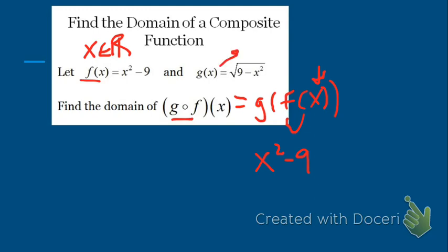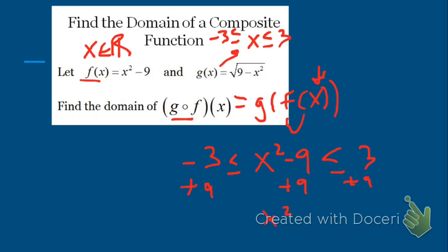Now, remember, the domain for g of x was that x had to be in between 3 and negative 3. So we have to remember that whatever we're plugging in to f of x, it's going to come out as x squared minus 9, and then that's going into g of x. So we have to make sure x squared minus 9 is in between 3 and negative 3. And if we add 9 to all three sides here, we get x squared has to be in between 12 and 6. So how do we solve this?